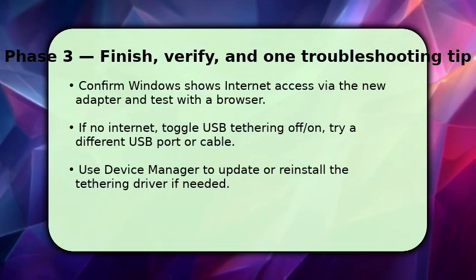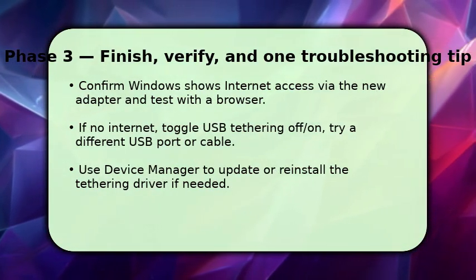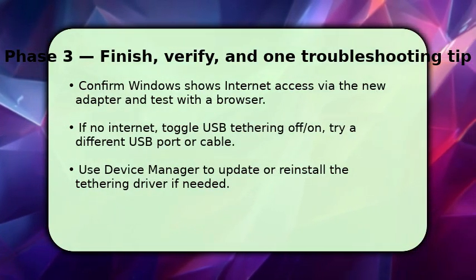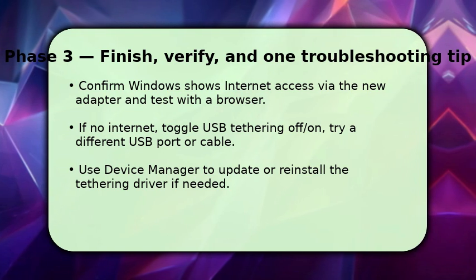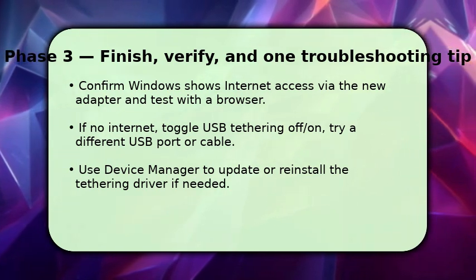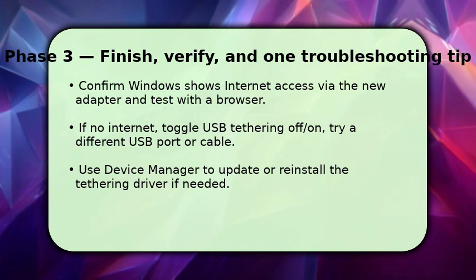Finish by verifying Internet access on your PC. Open a browser and load a page to confirm. If pages fail, first toggle USB tethering off and on, then try another USB port or a different cable, because physical connection issues are common.